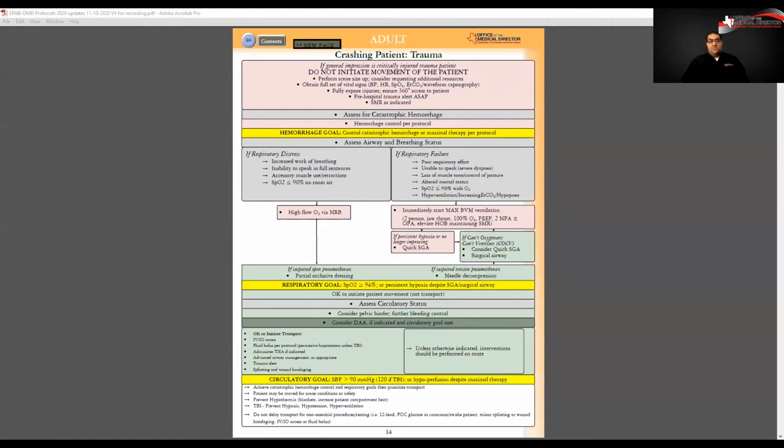So the crashing patient trauma page, as you've already been trained on, is a new page. It's now incorporated in the protocol set. There's not been any real changes compared to when we trained it on the onset, but it is now included as part of the protocol update.